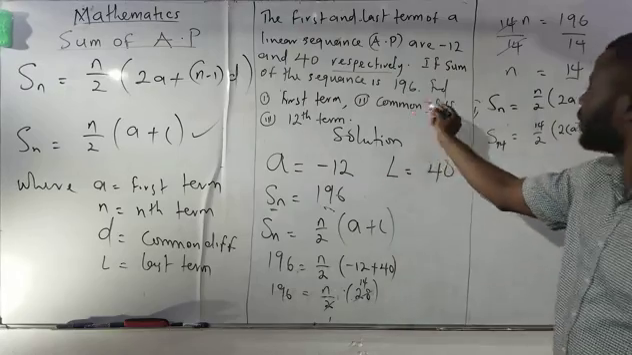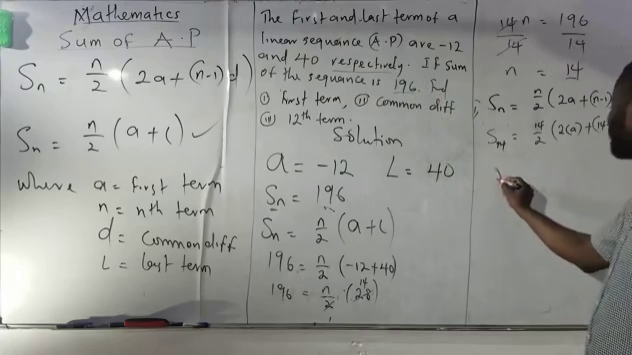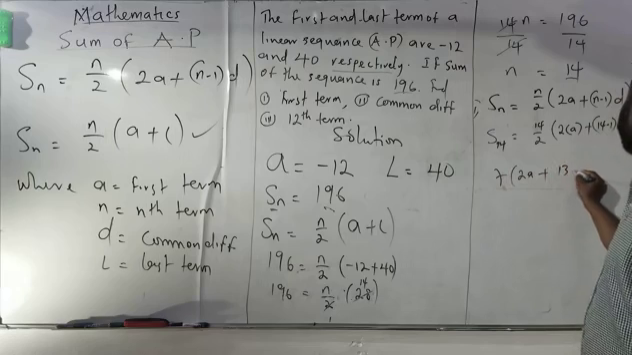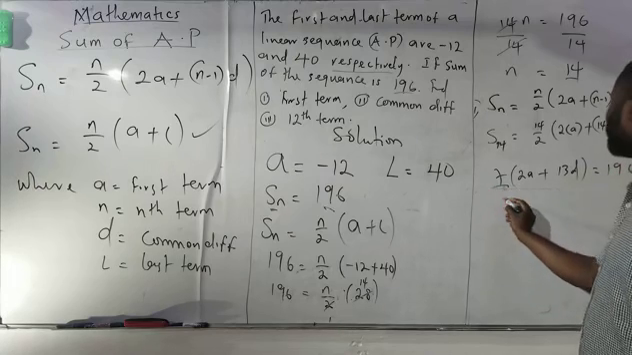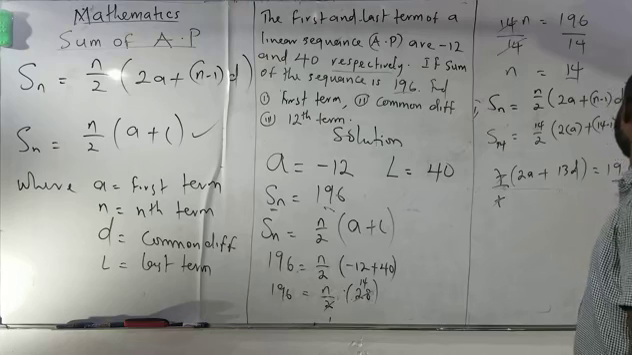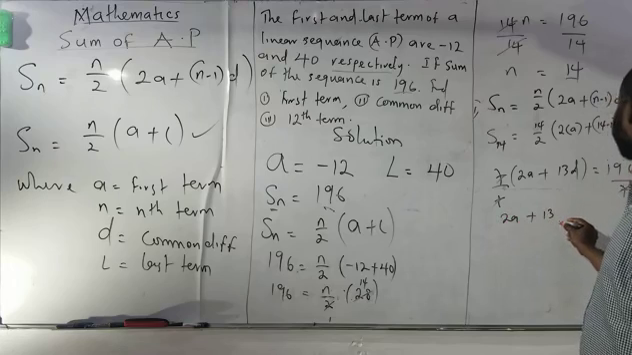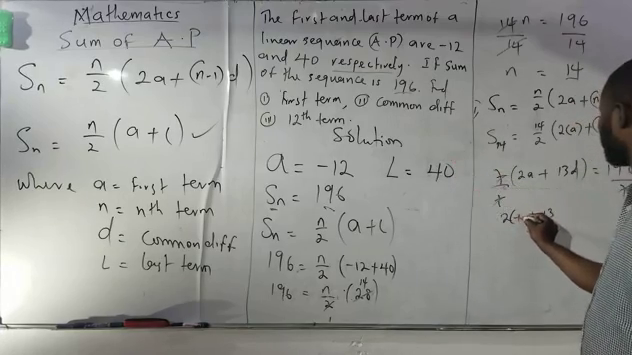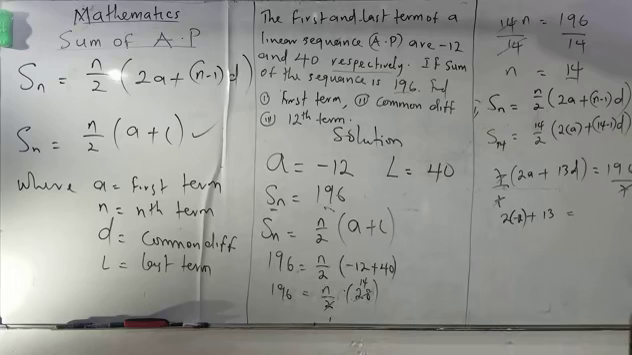Please take note of this from the question. Since I know that, it means this is going to be 7 bracket of 2a plus 13d bracket equals 196. Now, divide this number by 7. Divide both sides by 7. 7 will cancel, this will cancel. Now 2a plus 13d. I know my a, from the question, is equal to minus 12.